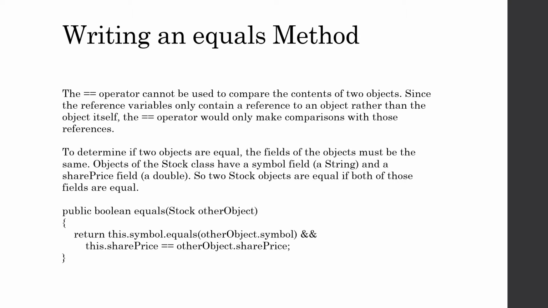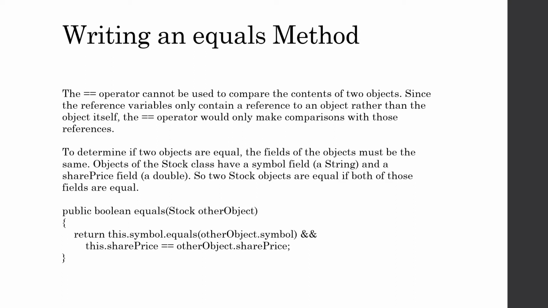In this case, we're going to differentiate between those two objects by using this to indicate the object that we are currently calling this method on. And then we're going to use other object, the name that we gave this parameter here, to indicate the other object that we are passing into this method. So we're going to say this.symbol.equals, meaning that we're going to take the symbol field of our current object, and compare that using the equals method of the string class to the symbol field of the other object.